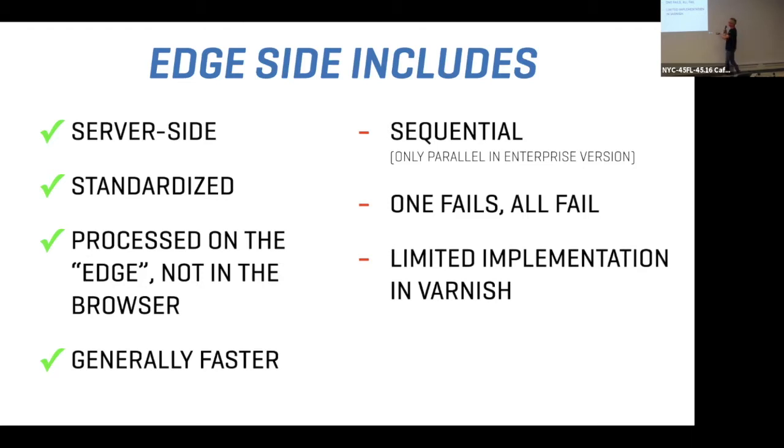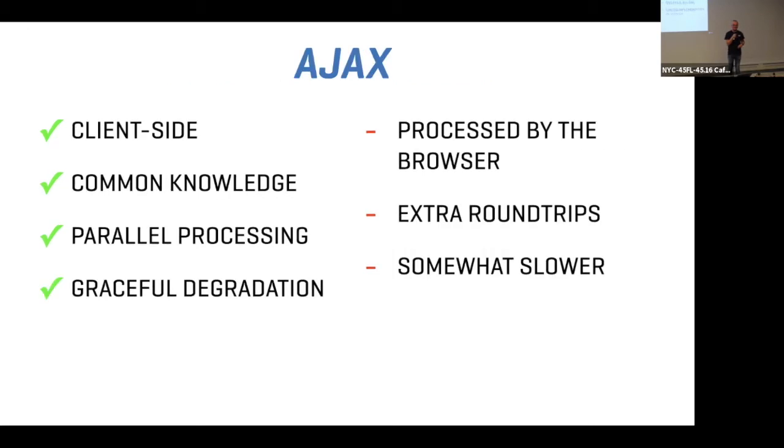And very limited implementation in our technology, and other technologies, very limited implementation. It's invented by Akamai, so Akamai has the full spec. They probably support it all in their CDN. So it's not always common knowledge. Ajax is a lot easier, a lot more implementations, a lot more examples you can find online. Now, the cool thing is that it's client-side, so the implementation is really simple. It's written in JavaScript, so it's common knowledge. And you can do it in parallel, and if one fails, you can catch it and do graceful degradation.